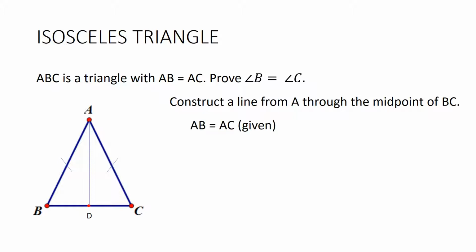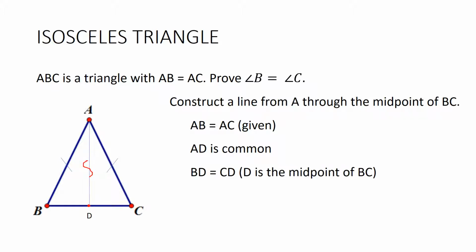All right, here it is. AB is equal to AC. That's given in the diagram. AD is common. Do you remember what we draw for that? This little guy. BD is equal to CD. So this bit here is equal to this bit here, and that's because D is the midpoint of BC. Well, there's our three facts. Therefore, triangle ABD is congruent to triangle ACD.